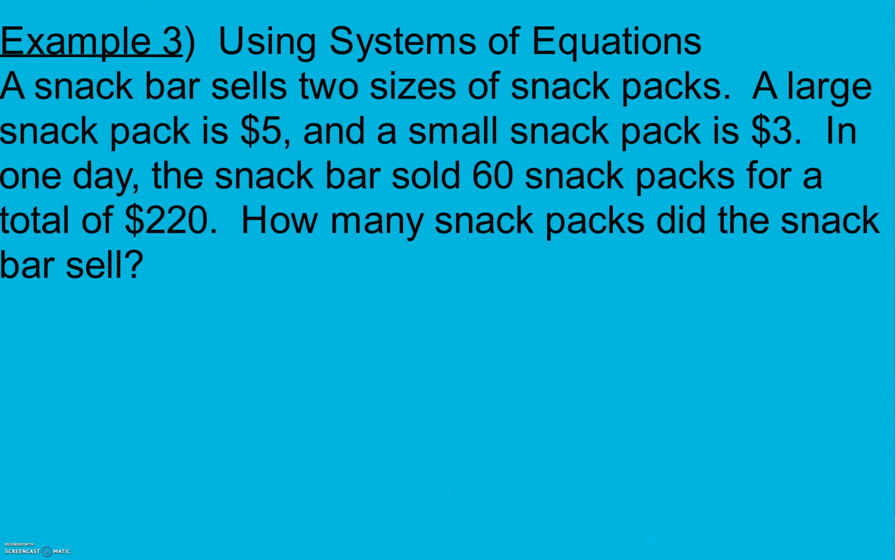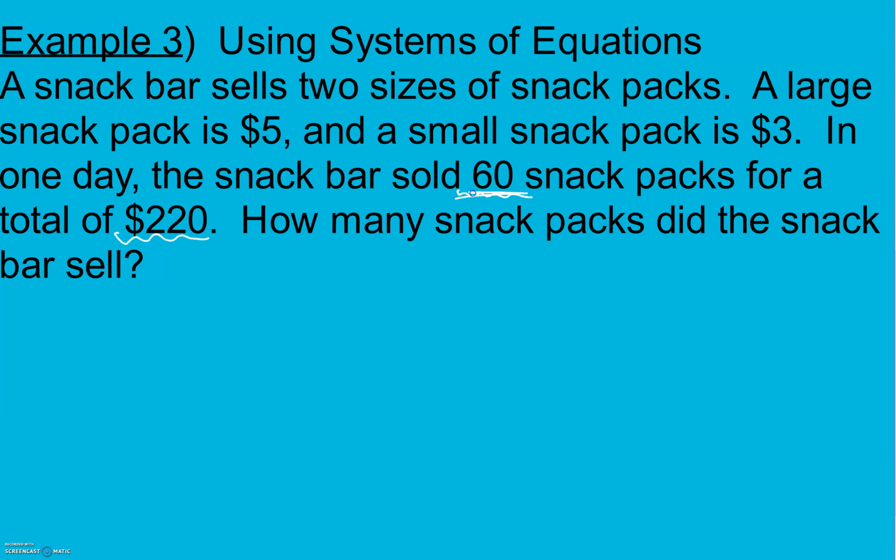So in example 3 here, it says, a snack bar sells 2 sizes of snack packs. A large snack pack is $5 and a small snack pack is $3. In one day, the snack bar sold a total of 60 snack packs for $220. How many snack packs did the snack bar sell? Okay, so we're dealing with two totals here. We're dealing with a total of 60 snack packs and a total of $220.